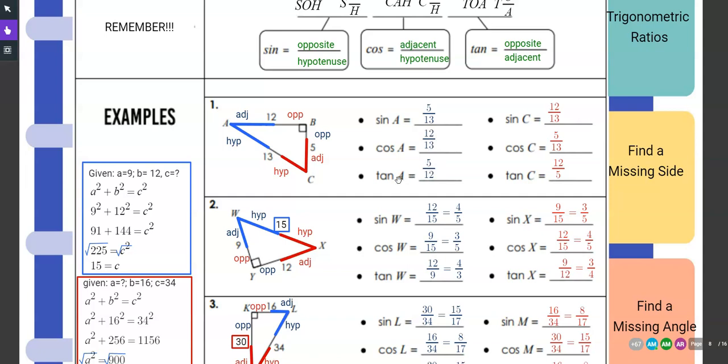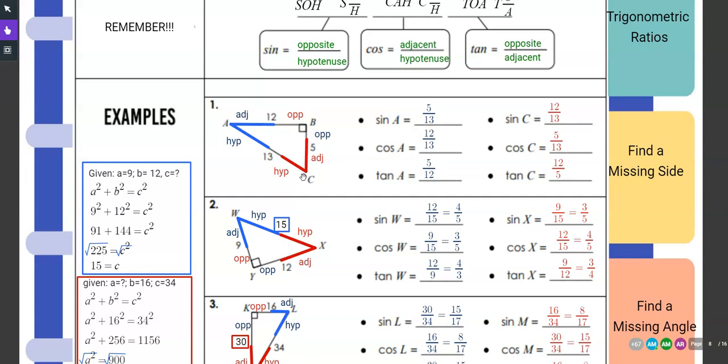Tangent of angle A, opposite over adjacent. Opposite side with the blue. Notice we're color coding here. Adjacent with the blue. Blue over blue. Opposite is 5, adjacent is 12, 5 over 12.